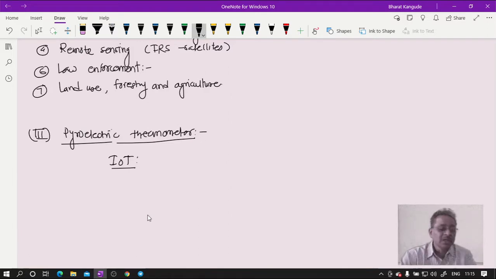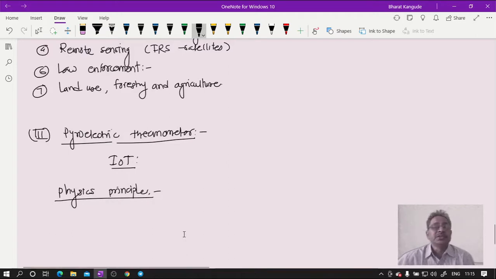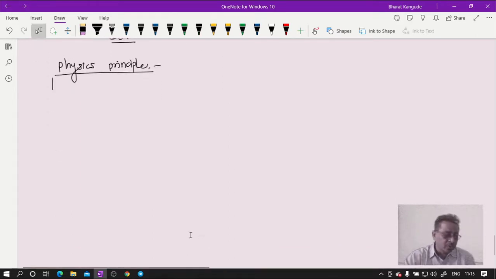So let's come to this pyroelectric thermometer, how it works. Before that, let's go for its physics principle. Let's write in brief, then we will understand what is the physical principle that is used in the pyroelectric thermometer. Also we have to draw certain diagrams, but that will be done later on. Okay, so let's write in brief.